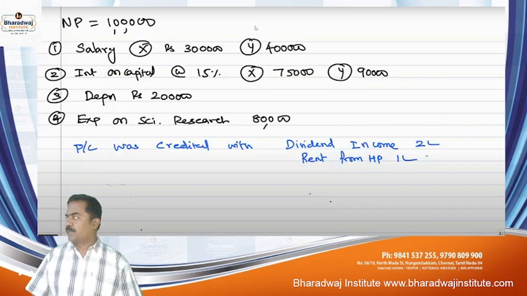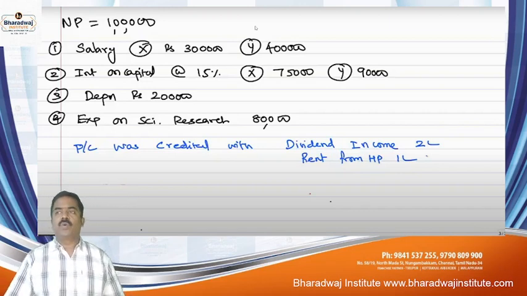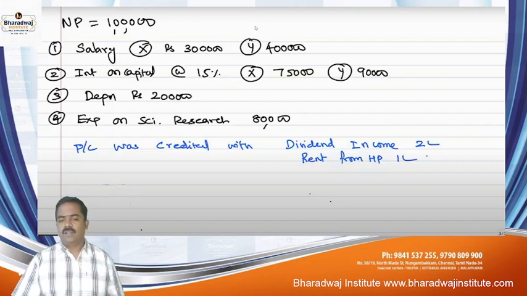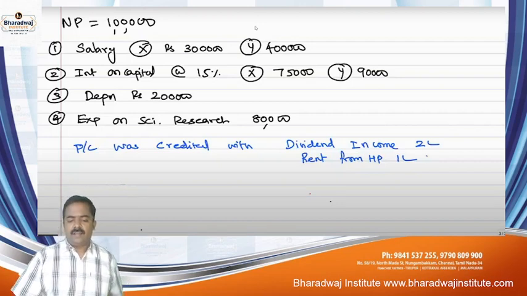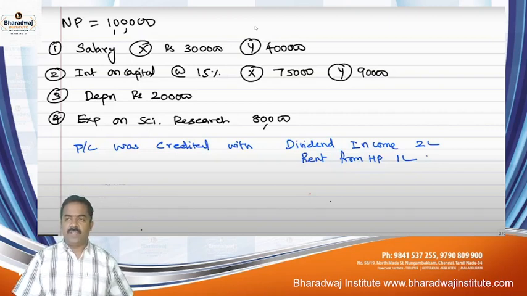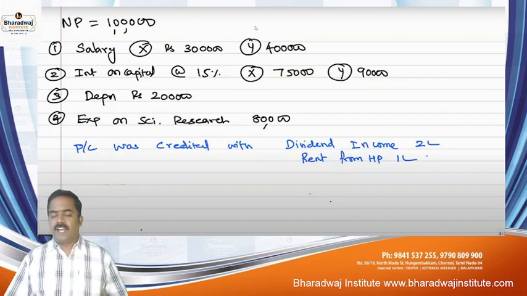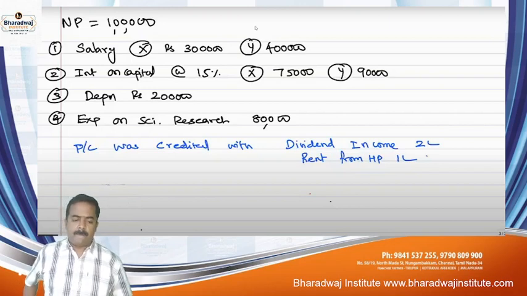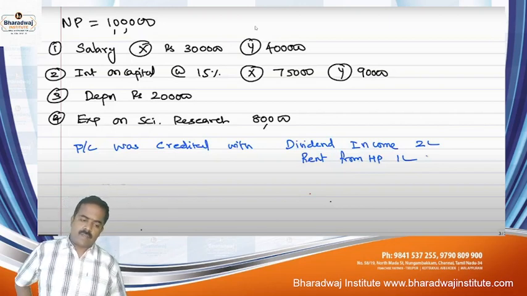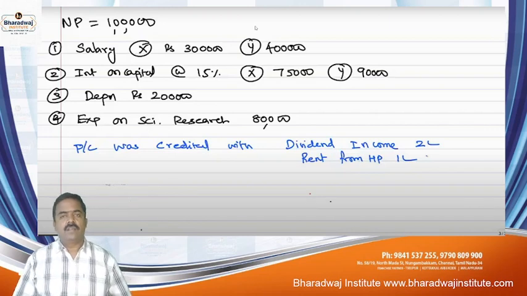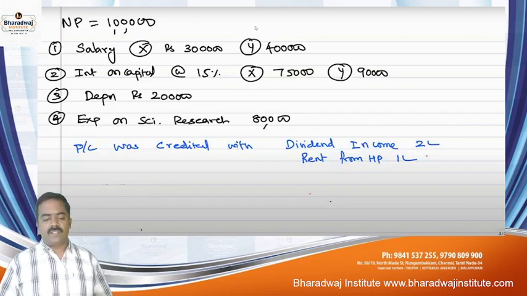I request you to take up this problem and we'll work it out. What is the net profit? 1 lakh. Net profit 1 lakh after charging the following. This is not there in your material. Please copy it fast. Net profit rupees 1 lakh after charging the following.